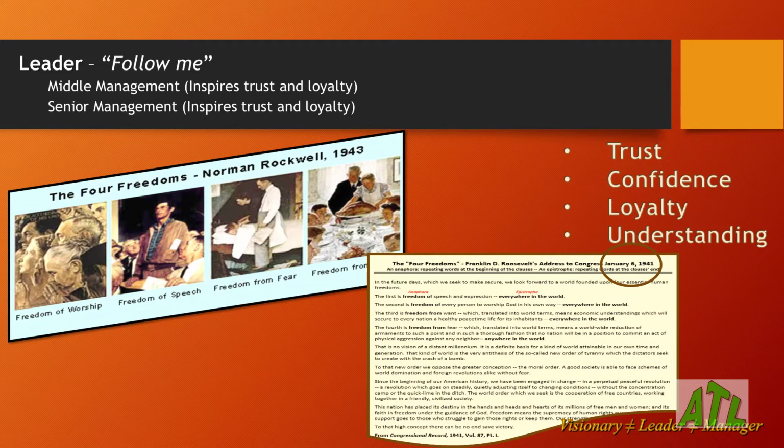So what he needed to do was he needed to inspire trust and loyalty. He needed to inspire Congress. He needed to inspire the American people to essentially follow my direction. I know where we're going. Obviously, you also had a vision.